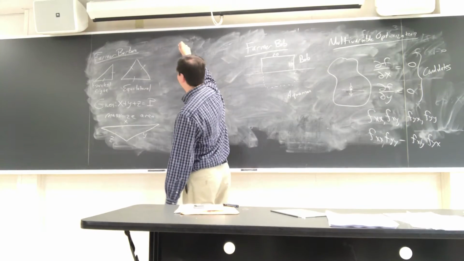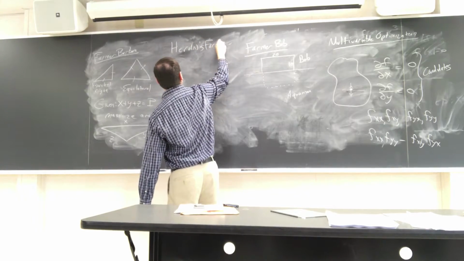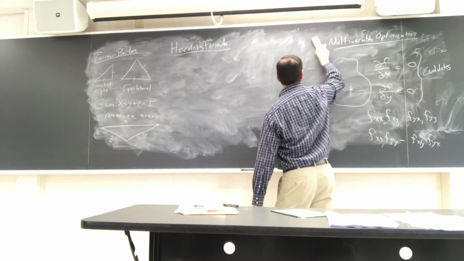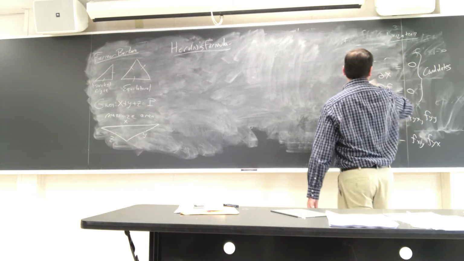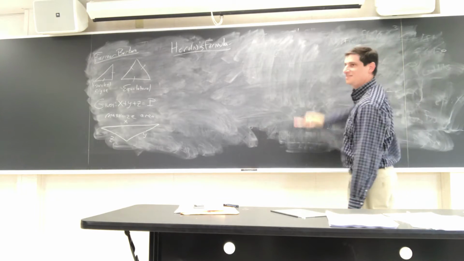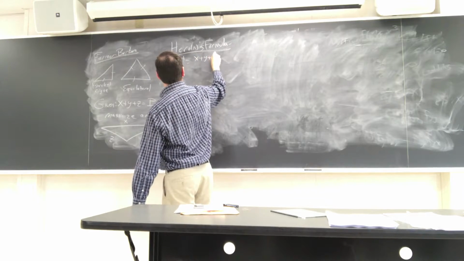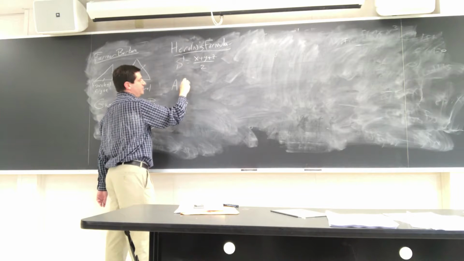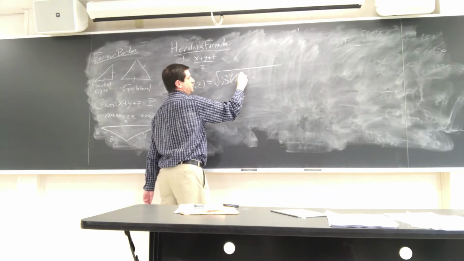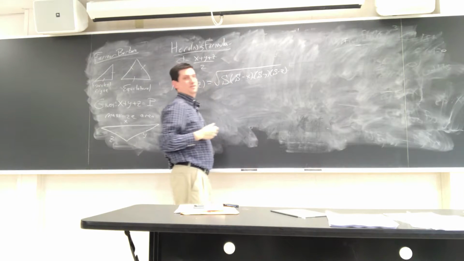Are you talking about Hero's formula? Yes, the Hero one. It's either Hero or Heron's formula. I think you're allowed to put in the n if you want. So does anybody remember the formula? Let s be the semi-perimeter, (x plus y plus z) over 2. Then the area is the square root of s times (s minus x) times (s minus y) times (s minus z).